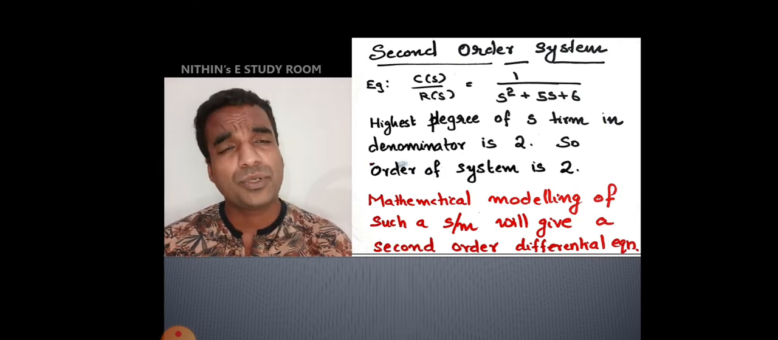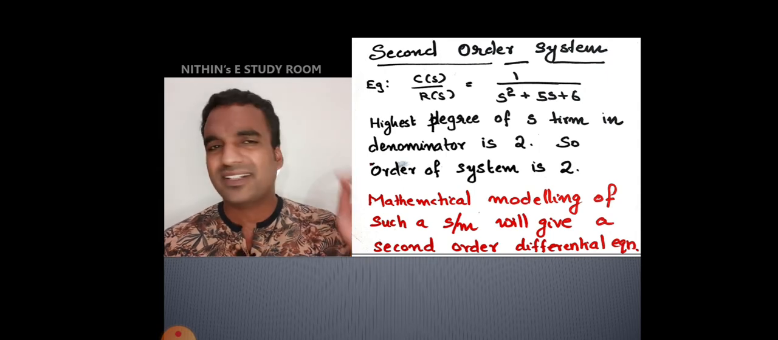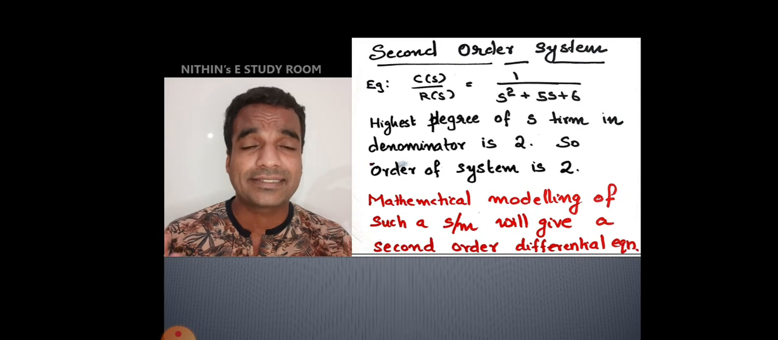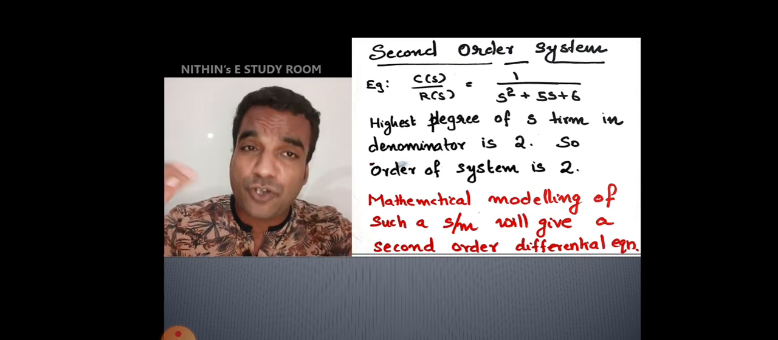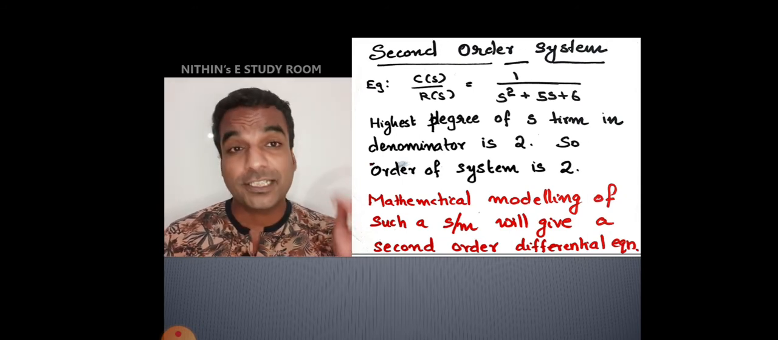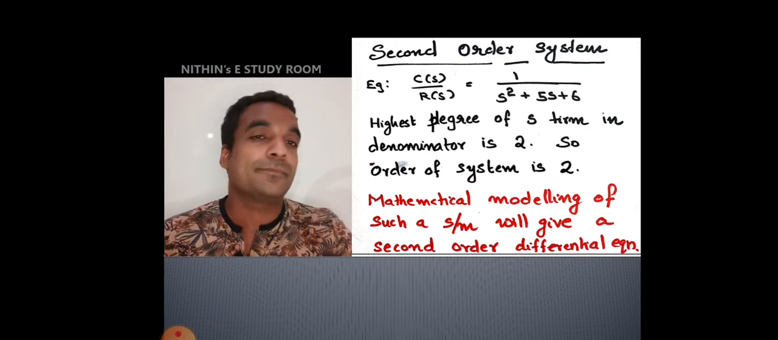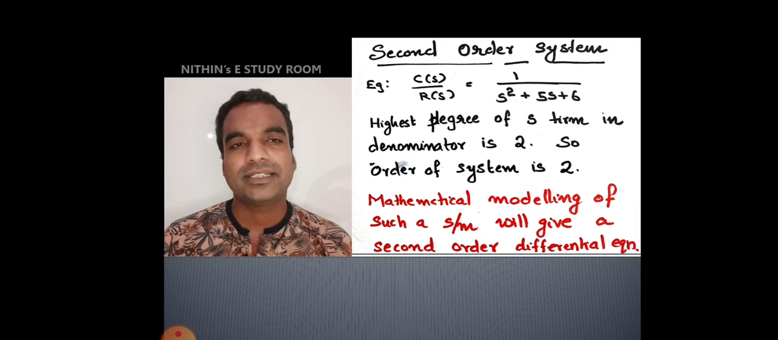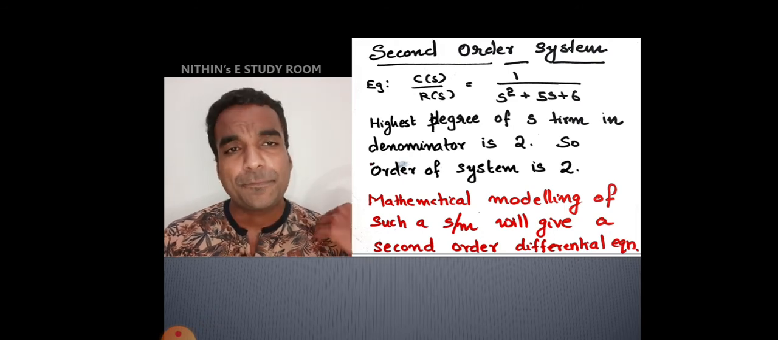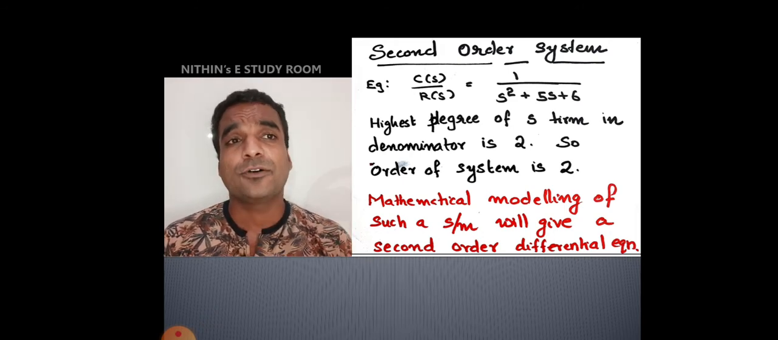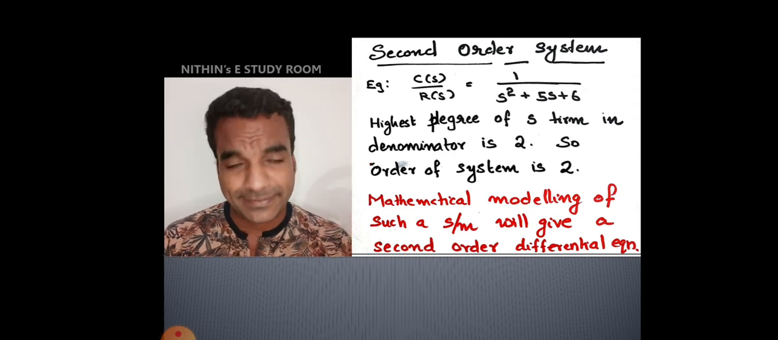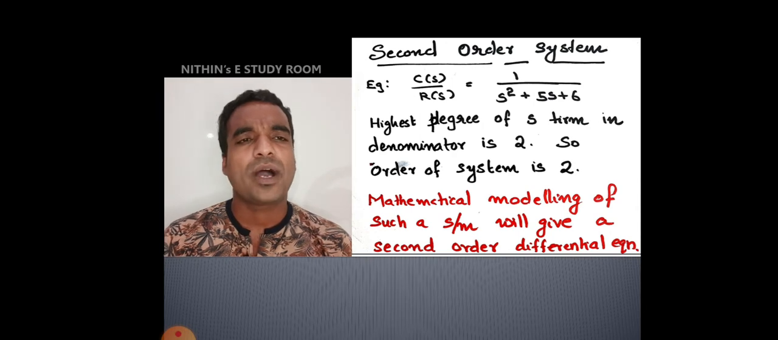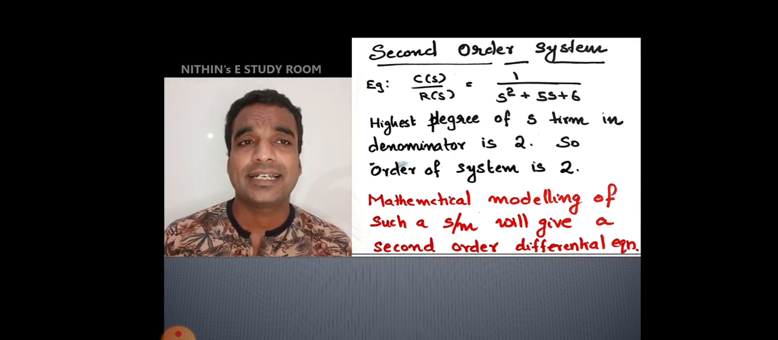So you have two methods. If you have a transfer function, please check the degree of the highest term in the denominator. If you have the differential equation of a particular physical model, then check the order of the differential equation. Both will help you to determine the order of a system. So now I am going to standardize a second order system.